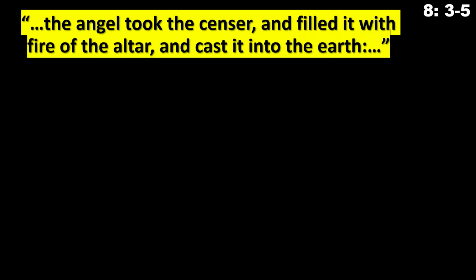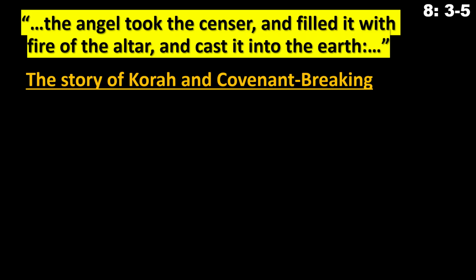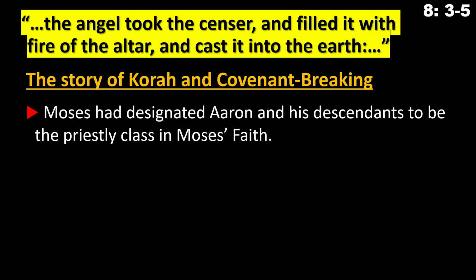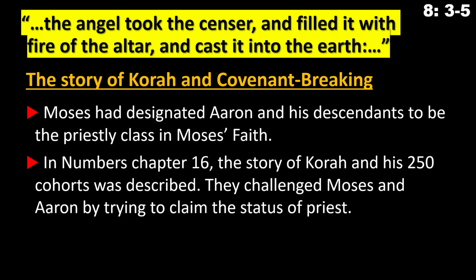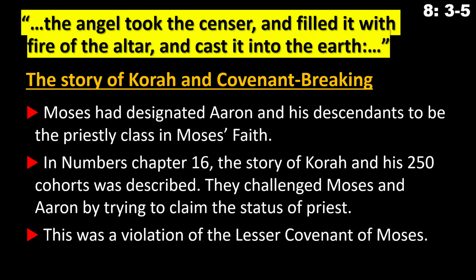A Bible story sheds some light on the meaning, that of the story of Korah and covenant breaking. Moses had designated Aaron and his descendants to be the priestly class in Moses' faith. In Numbers chapter 16, the story of Korah and his 250 cohorts was described. They challenged Moses and Aaron by trying to claim the status of priest. This was a violation of the lesser covenant of Moses.